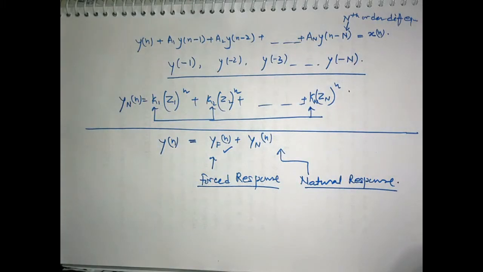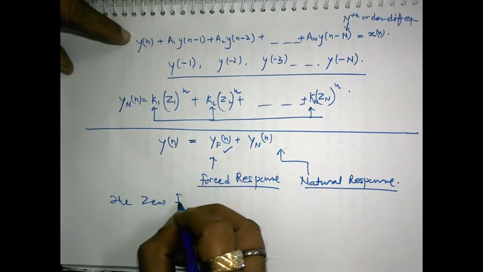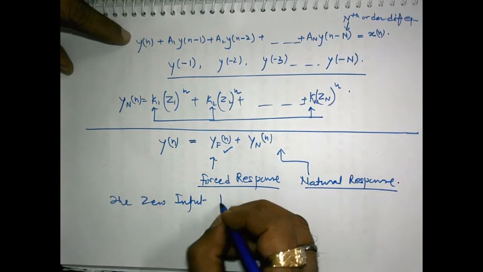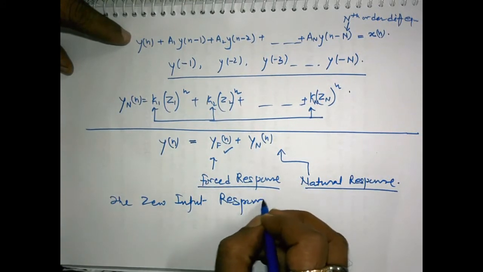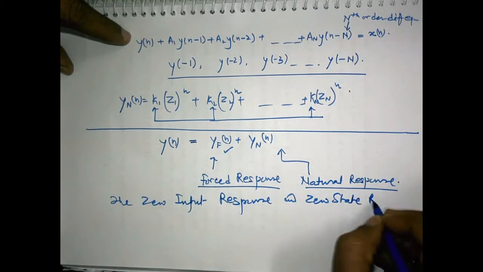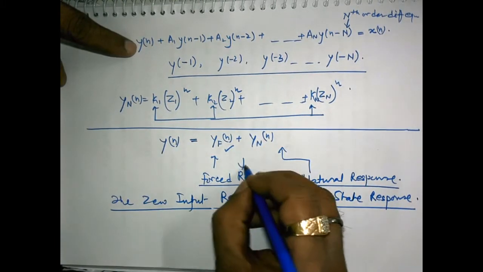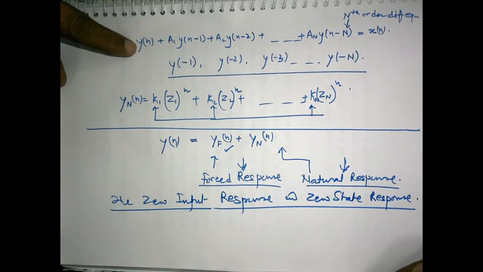Now we will evaluate the same yn on quite a different track, not entirely different, but this is known as the zero input response and zero state response. This is also obtained from the same equation of forced response and natural response.